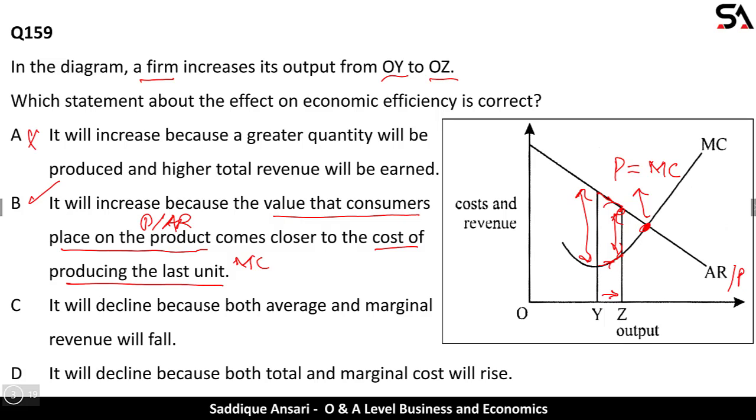Next, let's read C. It will decline because both average and marginal revenue will fall. So this is again not related to efficiency. Even though if average revenue is falling, marginal revenue will also be falling, it is not related to efficiency. It will decline because both total and marginal cost will rise. This is again not related to efficiency. So the question is on economic efficiency, and here the condition of allocative efficiency has to be followed in order to solve this MCQ. So B is the correct answer.